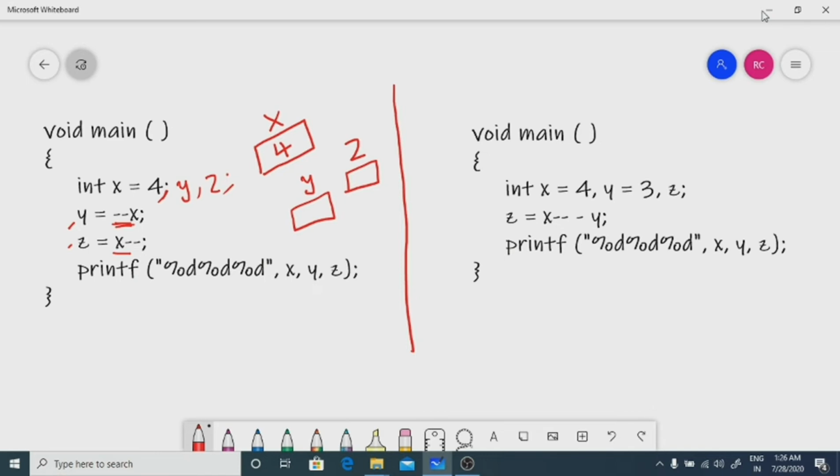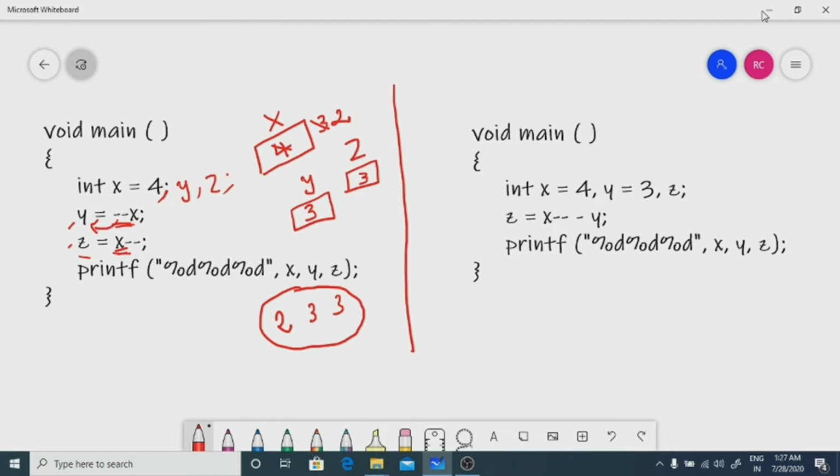Now, minus minus x. First, decrement x, that is 4 will become 3. Then the 3 will be assigned to y. Here, if you see this expression, z equal to x minus minus. Minus minus is there after x, so post-decrement. First, use the value of x, that is 3 will be assigned to z, then 3 will be decremented to 2. So, you will get the output 2, 3, 3.